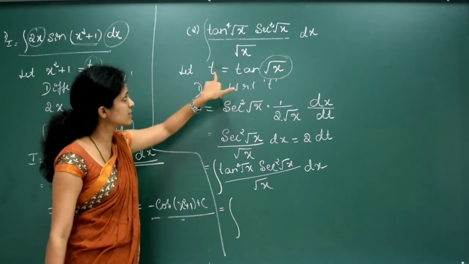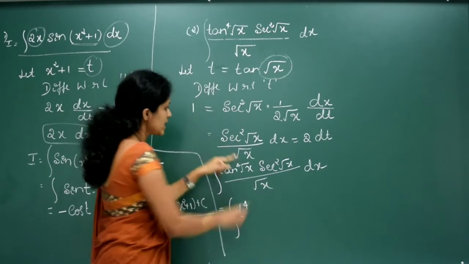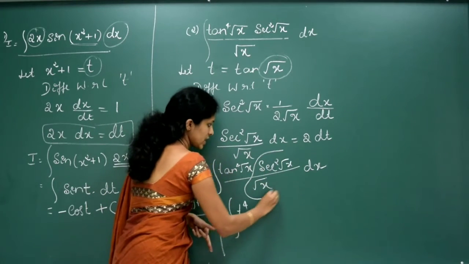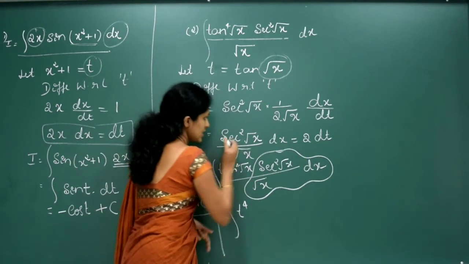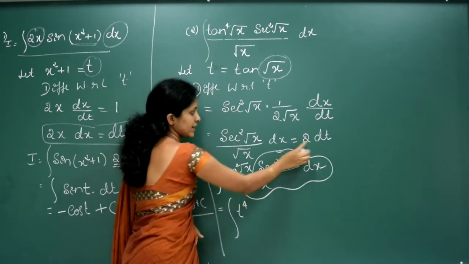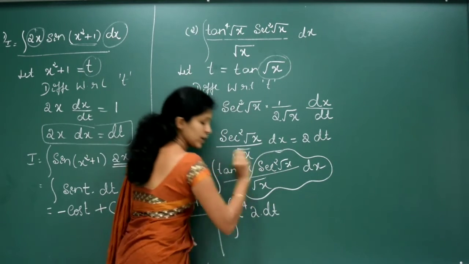What is tan root x? t. So this will be equal to t to the power 4. Now sec square root x divided by root x into dx, this value, secant square root x dx divided by root x, I can write as 2 into dt. I hope you are getting this.